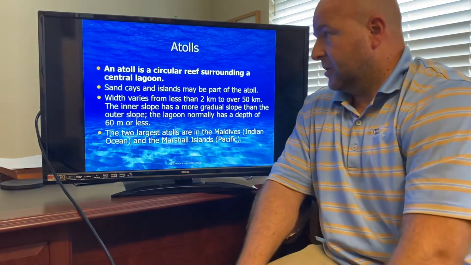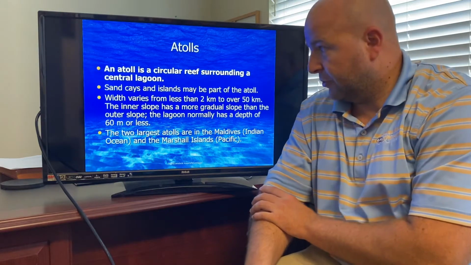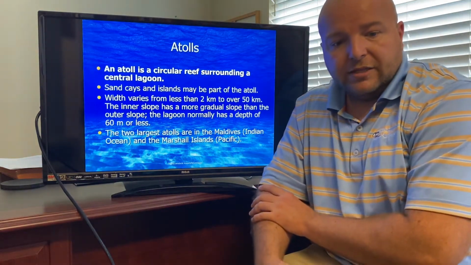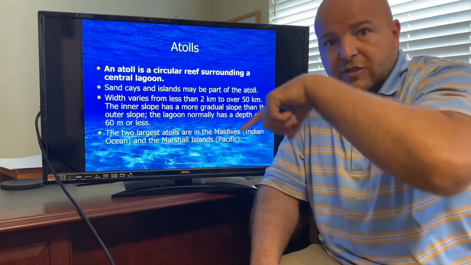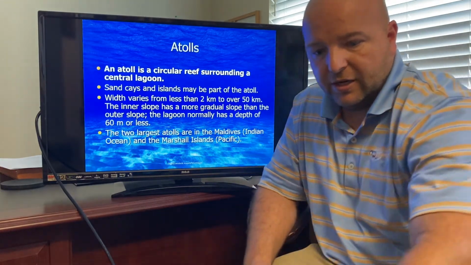The next type is atolls. We've mentioned this earlier in the year as one of our seafloor formations. An atoll is a circular reef surrounding a central lagoon. And that lagoon gets there.